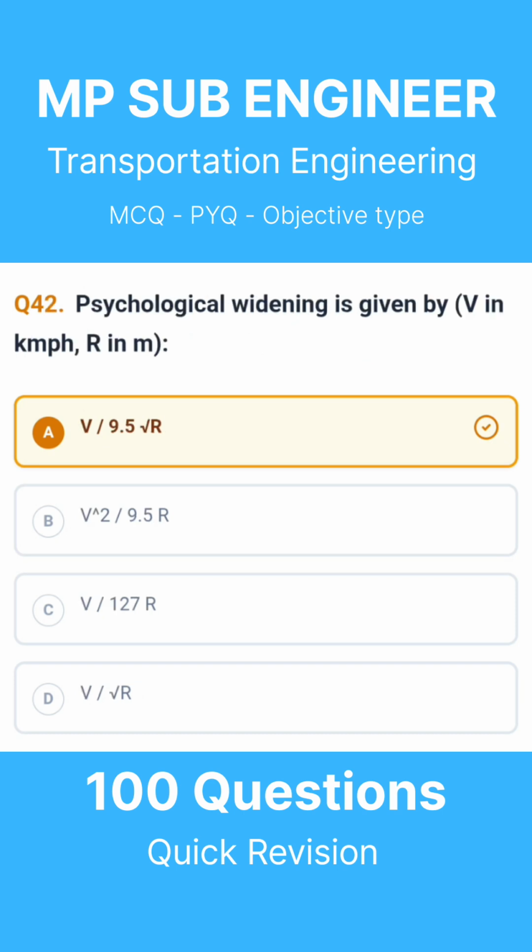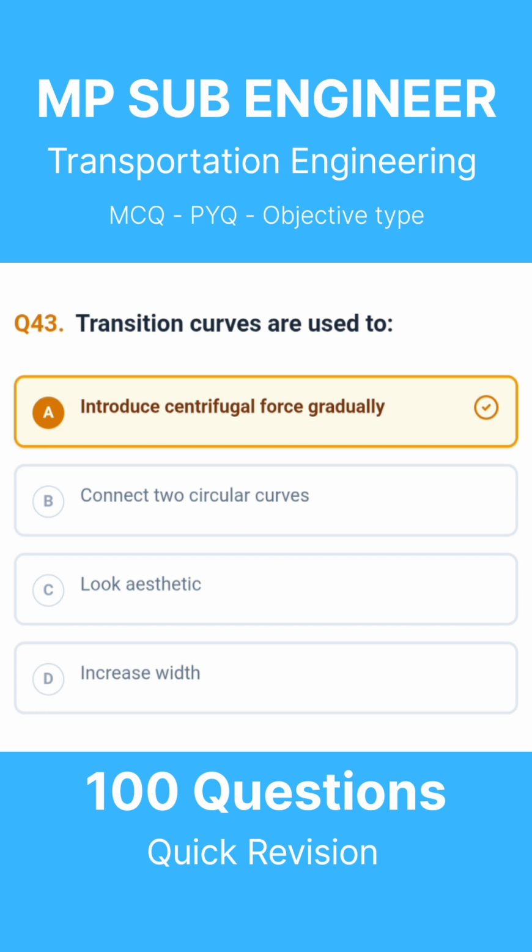Question 42. Psychological widening is given by, V in kilometers per hour, R in meters. The correct answer is V divided by 9.5 square root of R. Question 43. Transition curves are used to. The correct answer is introduce centrifugal force gradually.